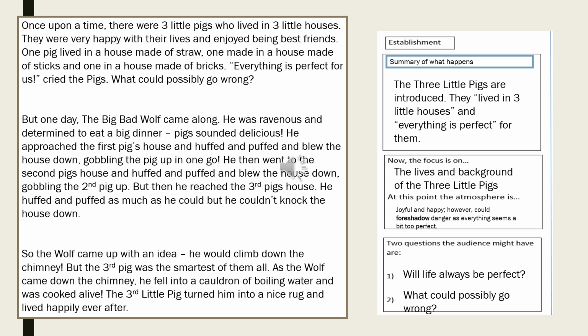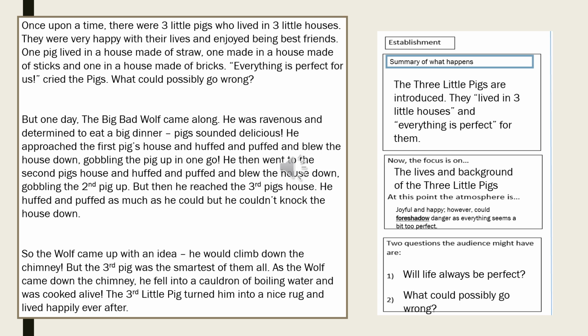He then went to the second pig's house and huffed and puffed and blew the house down, gobbling the second pig up. But then he reached the third pig's house. He huffed and puffed as much as he could, but he couldn't knock the house down. So the wolf came up with an idea. He would climb down the chimney, but the third pig was the smartest of them all. As the wolf came down the chimney, he fell into a cauldron of boiling water and was cooked alive. The third little pig turned him into a nice rug and lived happily ever after.